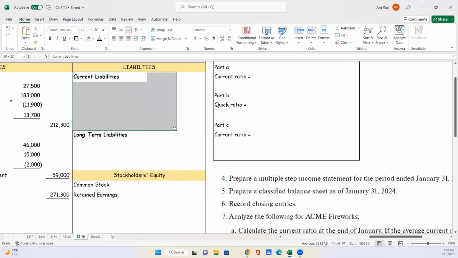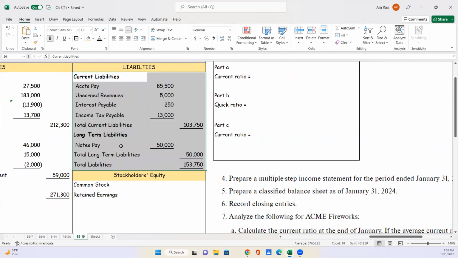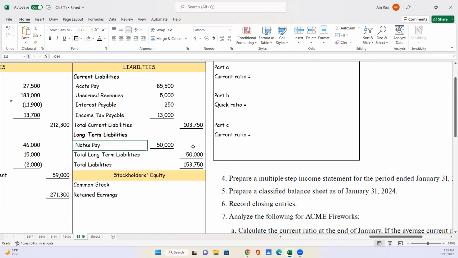Okay. So I know what my current assets are and my current liabilities. Only notes payable is long-term. All the others are current. I could have just written the notes payable on the outside because that's the only long-term, but I'm just being a little more specific over here. So I have my total current liabilities and total long-term liabilities adding up to 153,750. Now, common stock and retained earnings.